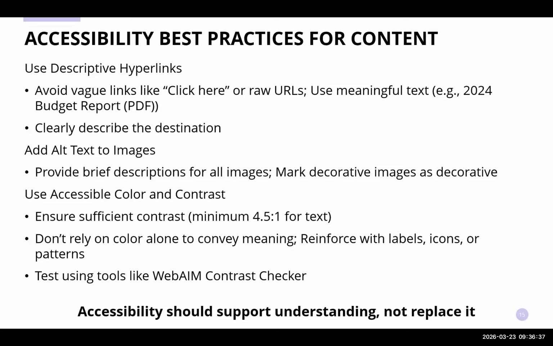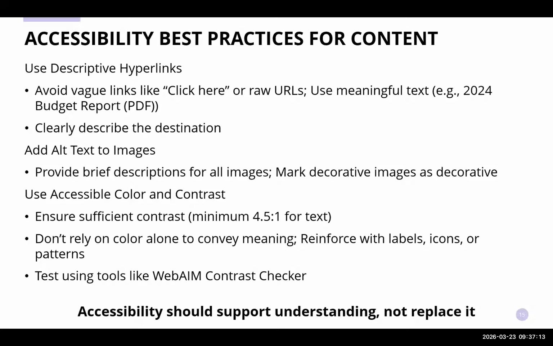One of the most important areas is hyperlinks. Many times we just type something like click here or paste a long URL, which can be very confusing for someone using a screen reader because it gives no context at all. Instead, try to use descriptive hyperlinks that explain the destination. For example, instead of just saying click here, you could write download the 2024 budget report.pdf. This way, anyone who's navigating the file knows exactly what the link will do and where it leads to.